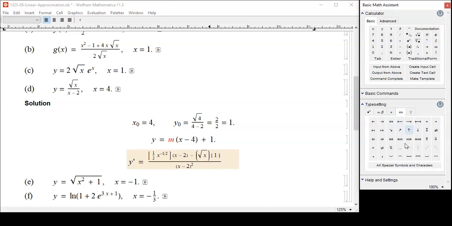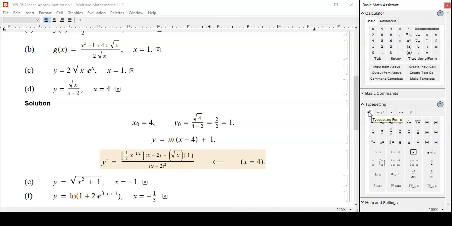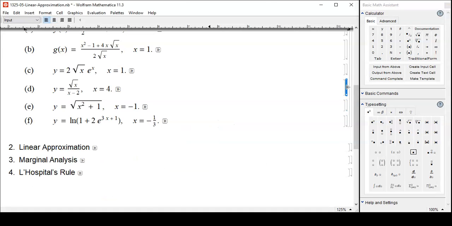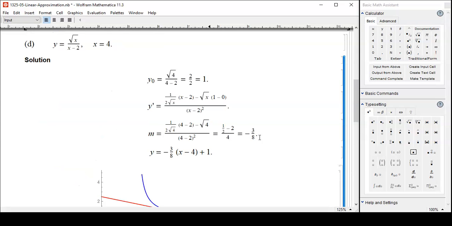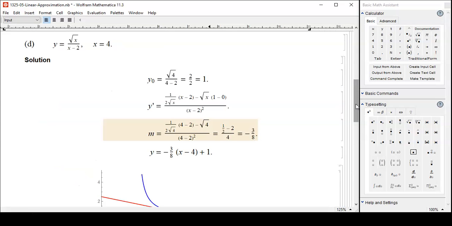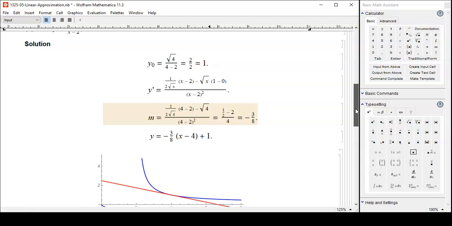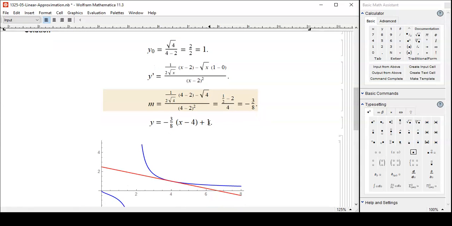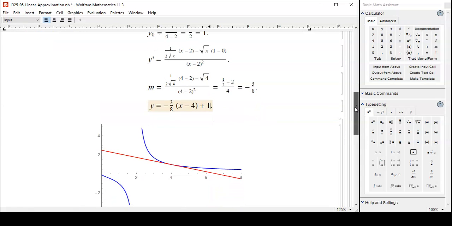And then here, plug in x equals 4. So to this guy, plug in x equals 4. And then run your calculator. It's going to be an easy job. Tedious, but easy. If you do that, you're going to get this value, negative 3/8. And then put everything together, we get the equation of the tangent line.